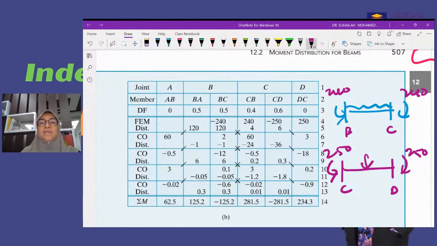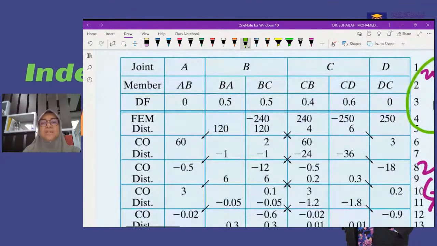Okay, so BC, we have BC as negative. So it is negative because it is opposite with the sign convention. So the value is negative, positive. Negative 240, and positive 240. Okay, same goes for CD and DC. It is negative 250 and 250.